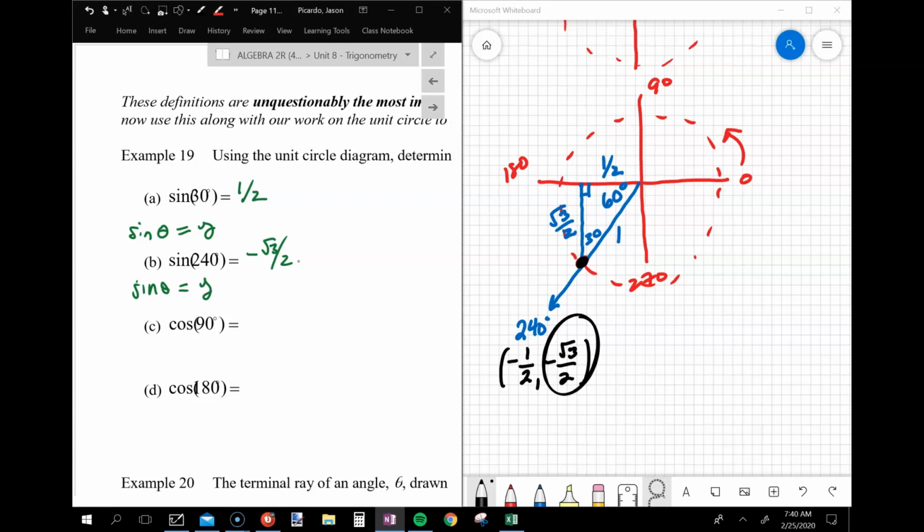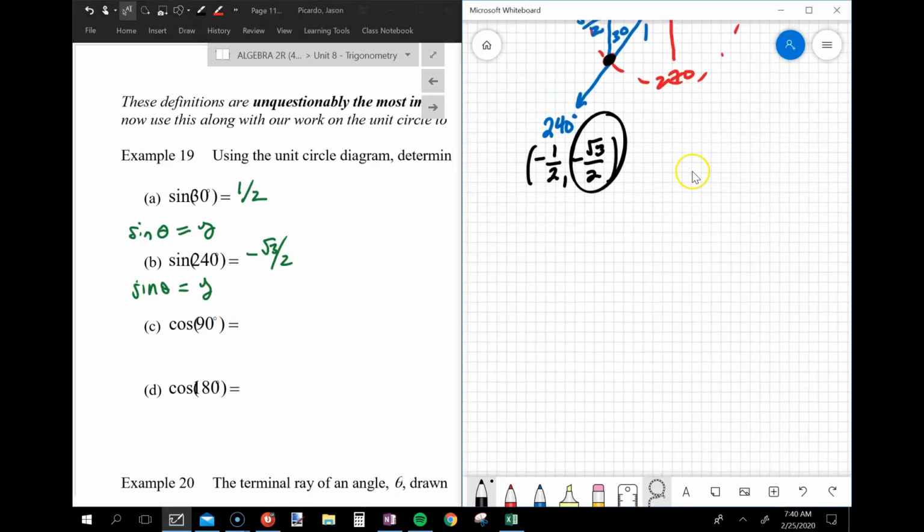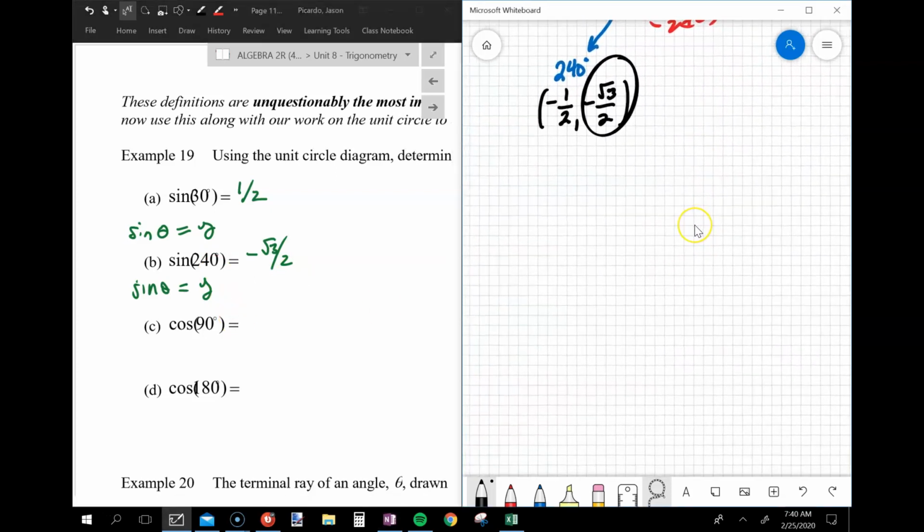Is that cool? All right. Then we talked about cosine of 90, right? We said this was kind of a weird one, didn't we? Because where does 90 put me? It puts me on the axis, right? I gave it a special name. What do I call that? Start with a Q. Quadrantal. Yeah, that was quadrantal.